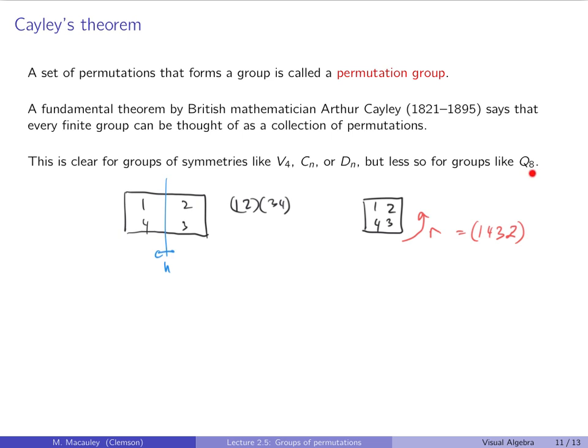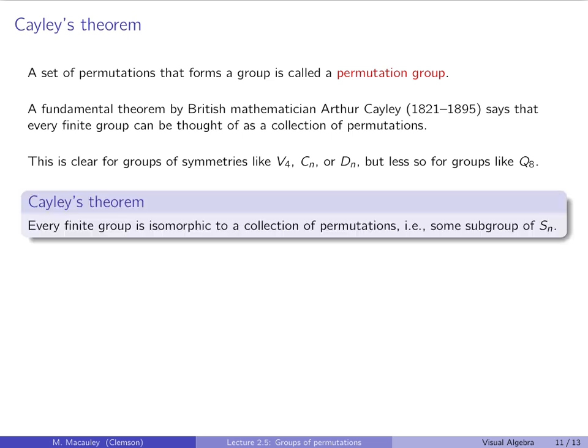However, for groups like the quaternions, where there's no obvious object that it's permuting, or there's no underlying symmetry, it's not clear why you can think of this as a group of permutations. Again, formally, Cayley's theorem says that every finite group is isomorphic, there's that word again, to a collection of permutations, or in other words, some subgroup of Sn. And I claim that if the group has order n, then you can use that n for the symmetric group Sn.